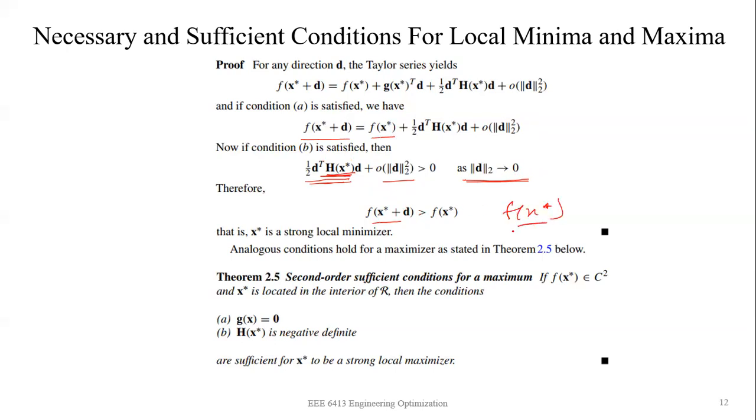So that is why it's relatively easier to figure out only the Hessian. If the Hessian matrix is positive definite, it certainly gives you a stronger condition, and that makes your x star a strong local minimizer. Okay, and the second of the sufficient conditions, for a maximum, is just the reverse one. So negative definite it has to be, that is the condition.